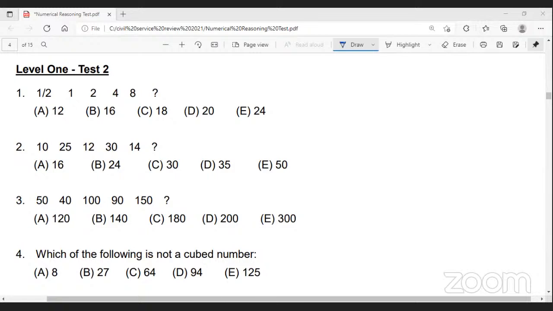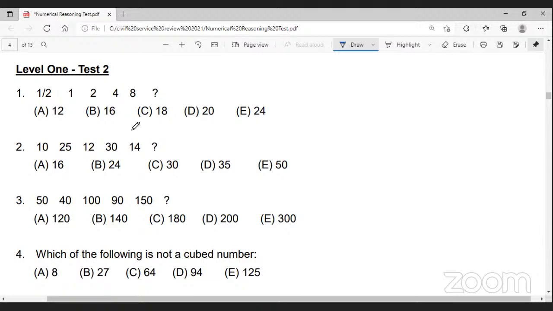Okay. Can you see the screen now? Level 1, test 2. Please confirm, reviewees. The previous session we had was level 1, test 1. So we are now in level 1, test 2 for the numerical reasoning. Are you ready now?